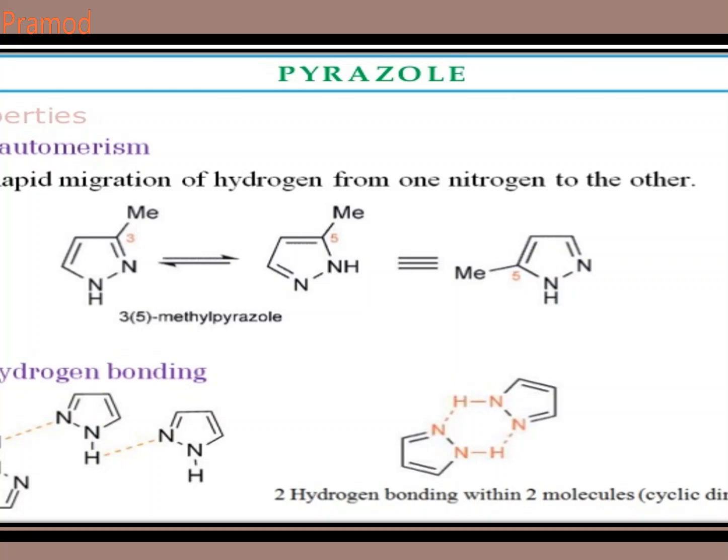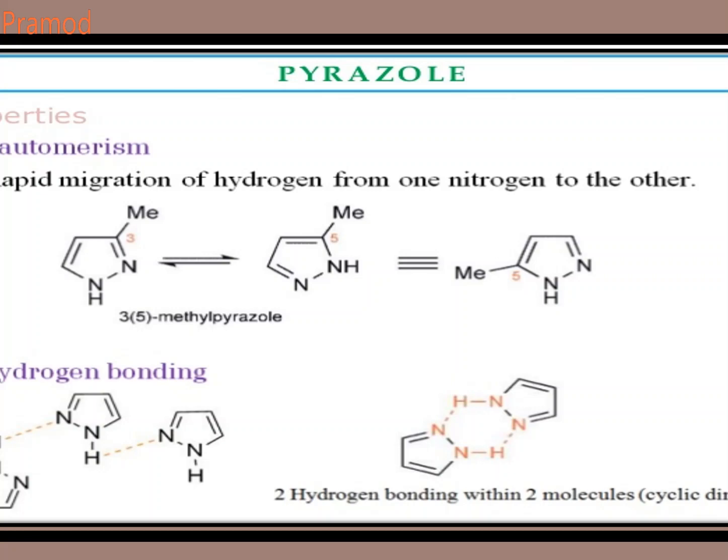Why? Because the NH nitrogen gets first preference in numbering, then the double-bonded nitrogen, then 1, 2, 3, 4, 5. So that's why there is a rapid migration of hydrogen from one nitrogen to the other, and you can get 2 forms depending upon the substitution. So 3-methyl pyrazole can also be a 5-methyl pyrazole depending upon which nitrogen carries the hydrogen; you can get 2 resonance forms.